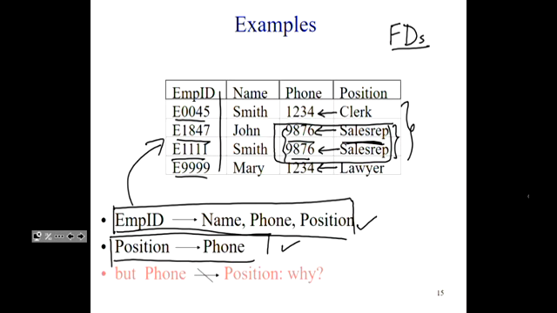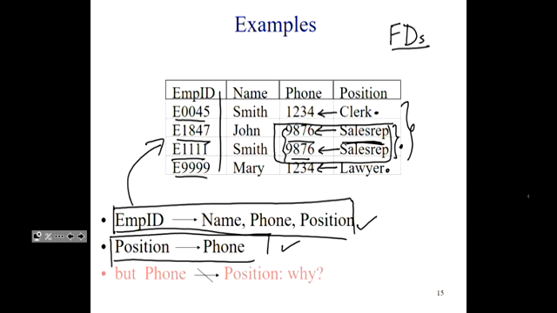This functional dependency holds on this instance because if you consider all the tuples corresponding to clerk, it holds. If you consider all the tuples corresponding to sales rep, there are two of them, and both have the same value of phone number, so it holds. Consider all the tuples corresponding to lawyer: once again, there's a single value corresponding to phone, so it holds. Okay?